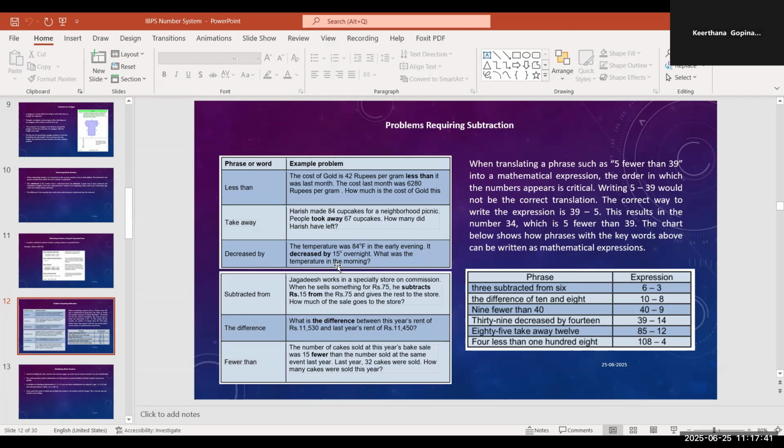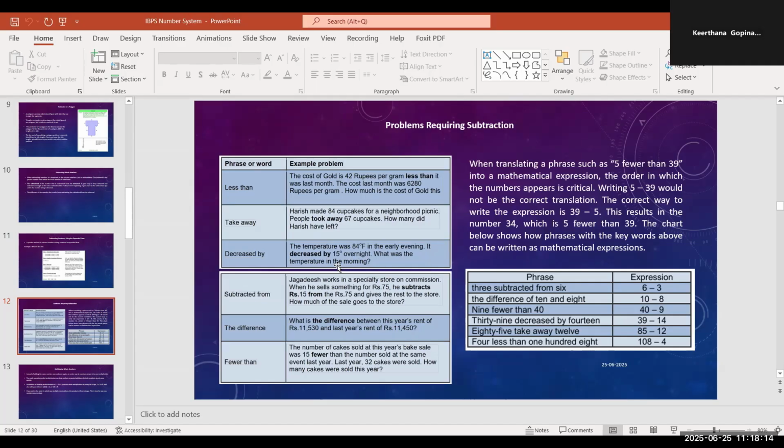So are you able to see the screen, Kirtana, the first one? Are you able to read it? Yes, sir. Correct. The cost of gold is 42 rupees per gram, less than it was last month. The cost last month was 6,280 rupees per gram. How much is the cost of gold this month?